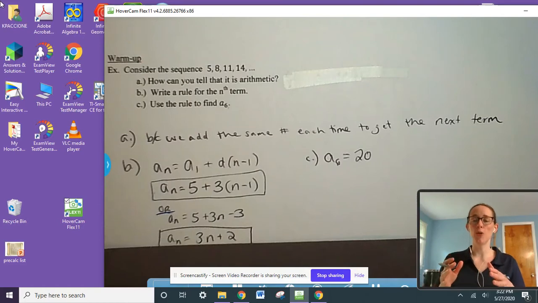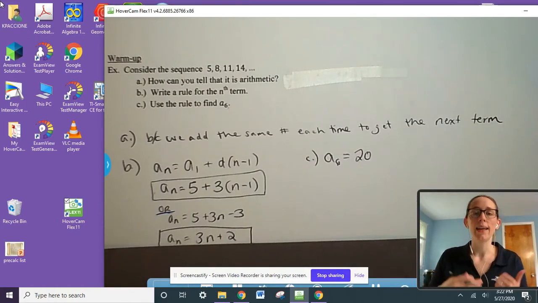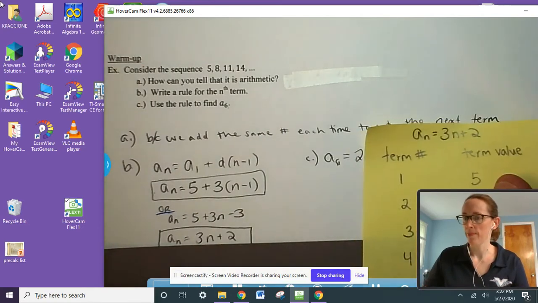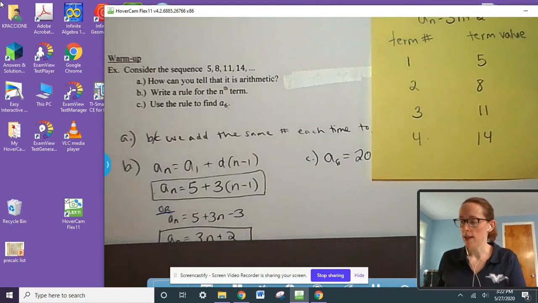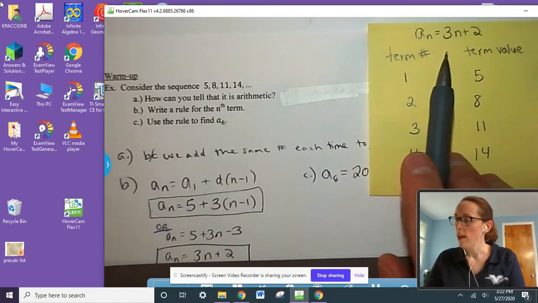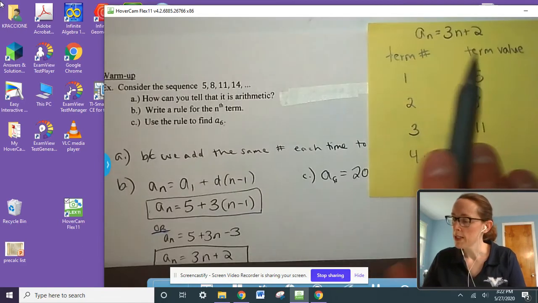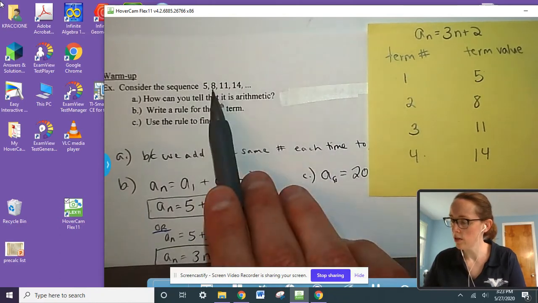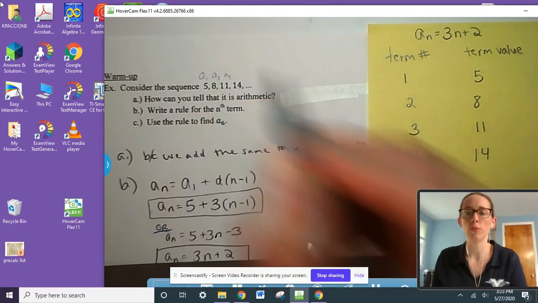One thing I want to take a moment and show you is that this was from chapter 1, way back when. I want to show you, using Desmos, why this showed up in chapter 1. If we think about this rule, a sub n equals 3n plus 2, and look at the term number and the term value, the first term was 5, the second term is 8, the third term is 11, and your fourth term is 14.